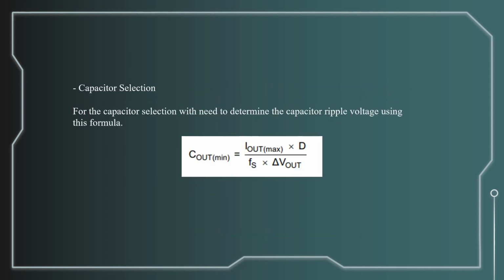For the capacitor selection, we need to determine the capacitor ripple voltage using the formula. So the formula is C out min equal to I out max times D over Fs times V out.